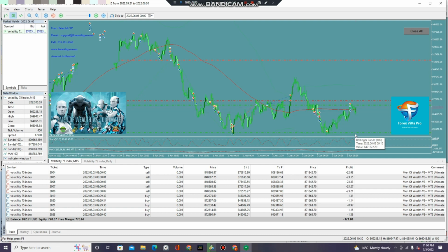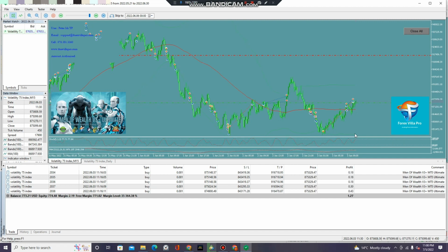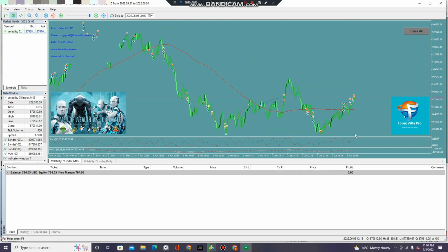If it loses once, the next 2, 3, 4 trades, they're not going to be any losses. Just like here, look at that. That's not going to be a loss, guys. That's a win. You see, that's a win. I've already told you before. It will never lose 2 trades in a row.